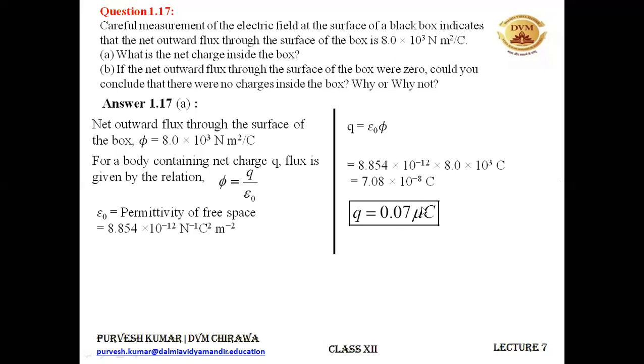Okay. Now the second part says, if the net outward flux through the surface of the box were 0, could you conclude that there were no charges present inside the box?